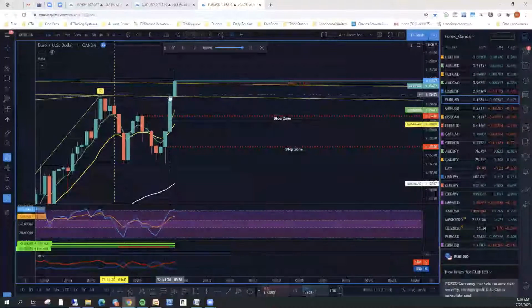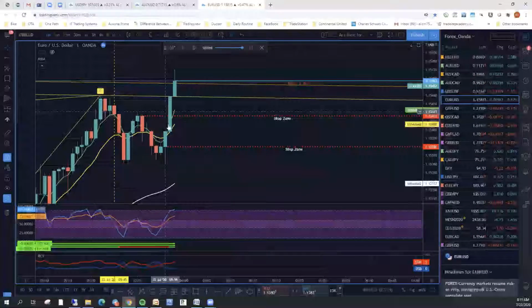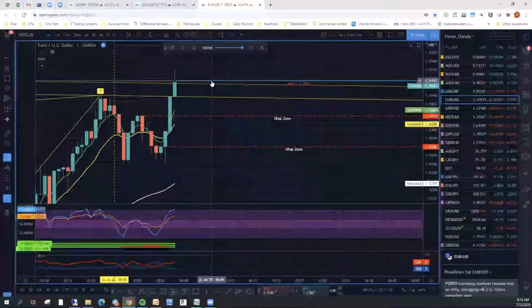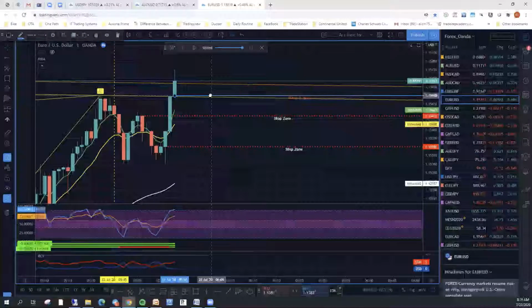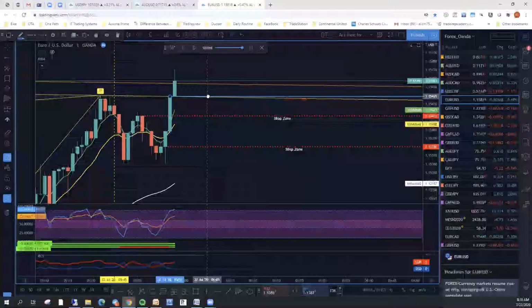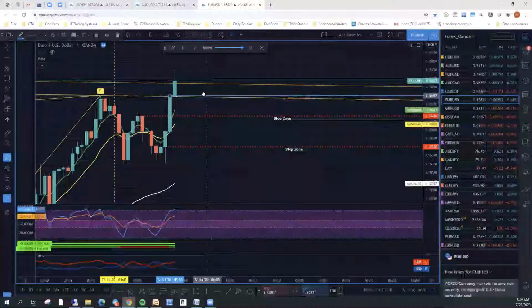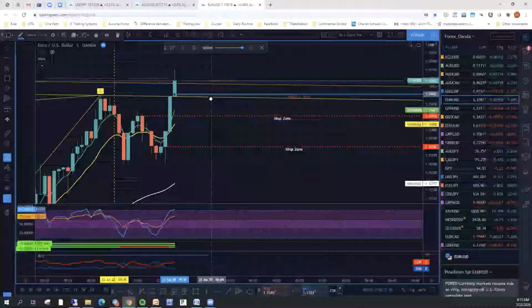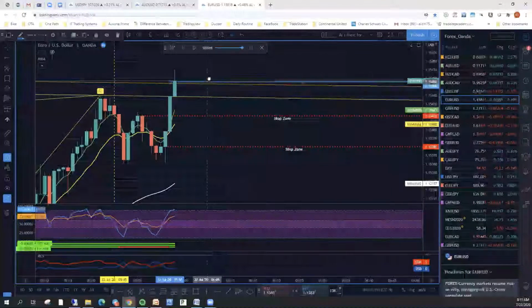Nice thing I like about this candle that just tagged it: there's no wick on it at all. It just came right up there and just stopped. And you see, there's no wick on the bottom of that either. So there would have been nothing wrong at all with entering with such a strong candle like that. You could have entered on that one because again, there's no wick. It just came up. That means it just stopped. It just got the last trade and it's just proceeding on. So either one of those would be fine.